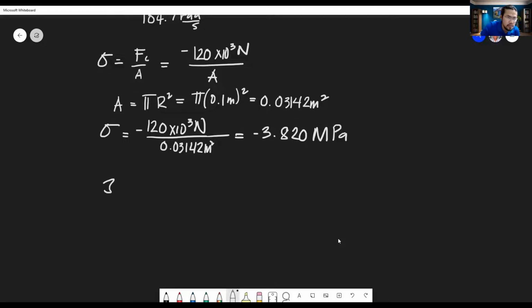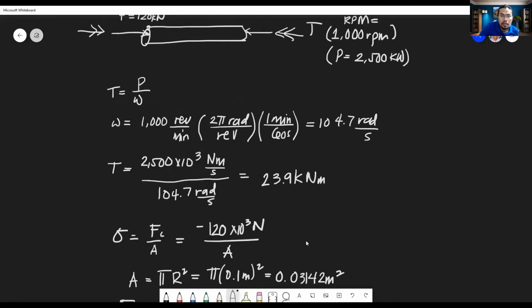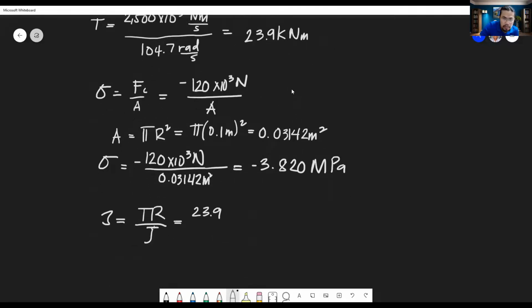The shear stress is going to be caused by the torsional torque. So it's going to be TR over J. And what's J? It's the moment of inertia. So we have now the torque 23.9 kilonewtons, times 10 to the 3 Newton meter, and you multiply it by the radius of 0.1 meters.